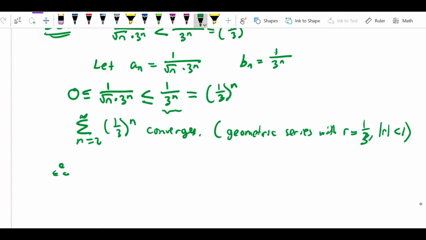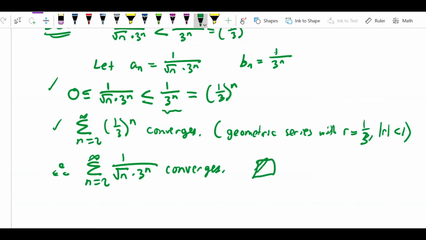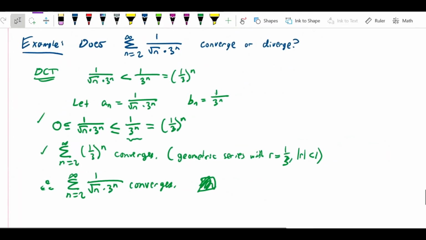since we have the inequality right here, and we have a proof that the series we're comparing to converges, we can conclude therefore that the sum from n equals 2 to infinity of 1 over the square root of n times 3 to the n also converges. That's our conclusion, and this is in fact a proof of our conclusion, so we end it with the box.